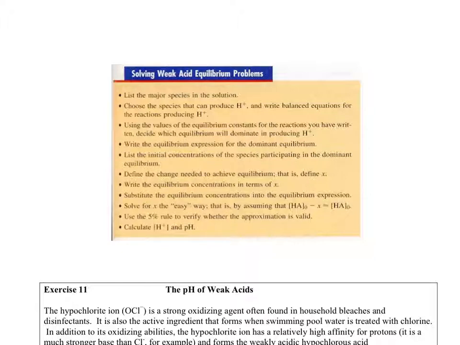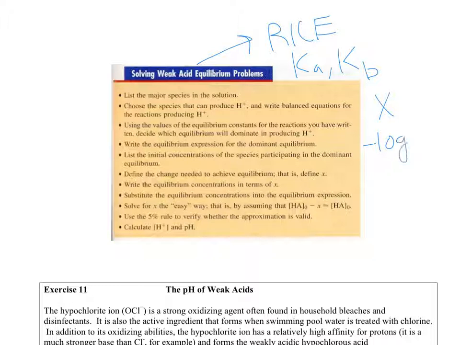In summary, I would say when we have weak acid or base problems, we want to do a Rice table. We want to use our Ka or Kb expression to solve for x. And then from x, we can do the negative log to find our pH or our pOH.